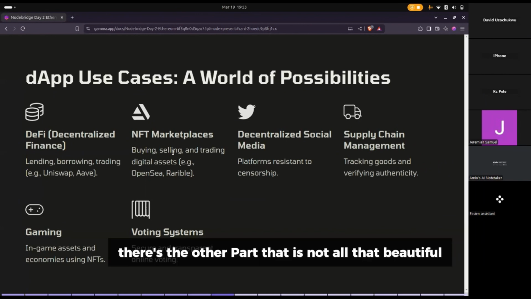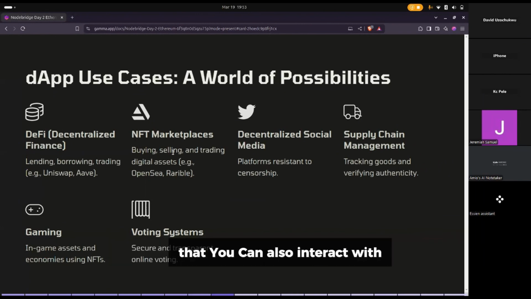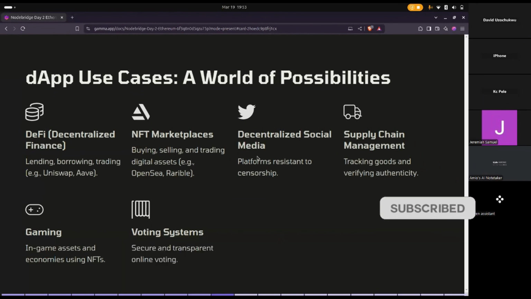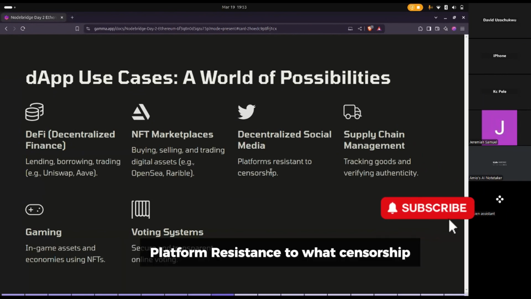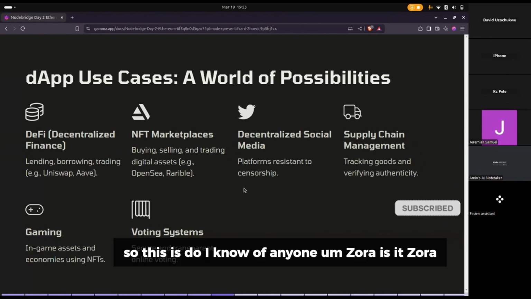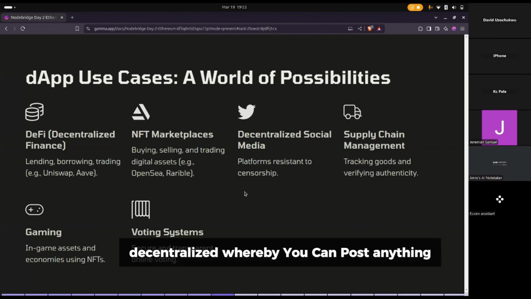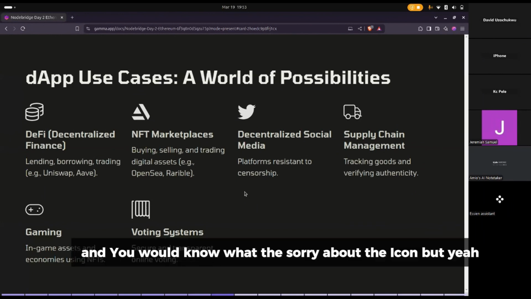There's the other part that is not all that beautiful that you can also interact with. So it's a two-way thing. So buying, selling, trading digital assets, etc. OpenSea supports that. We have decentralized social media platforms resistant to what? Censorship. Zora, is it Zora? There are so many that are decentralized, whereby you can post anything and you would know what?